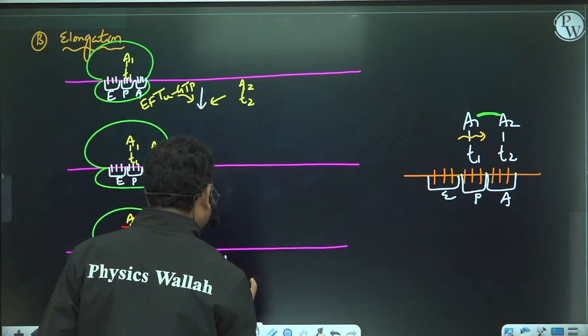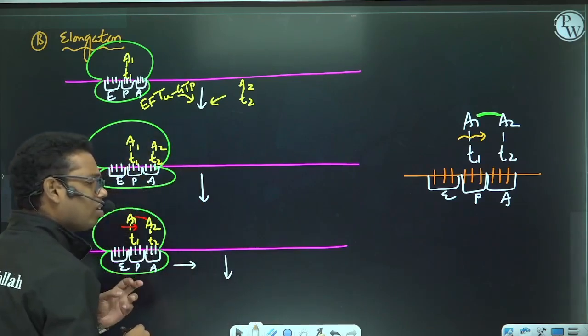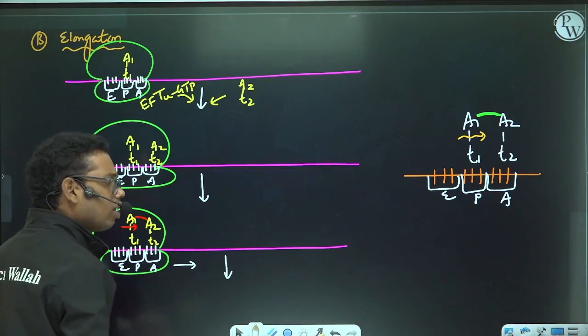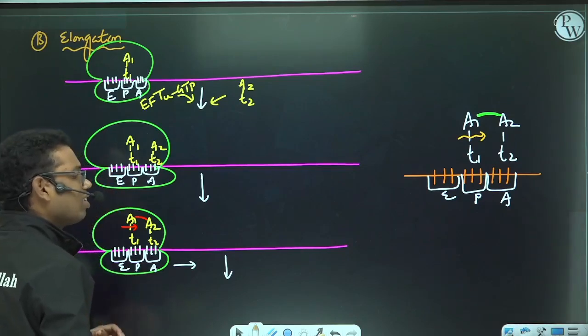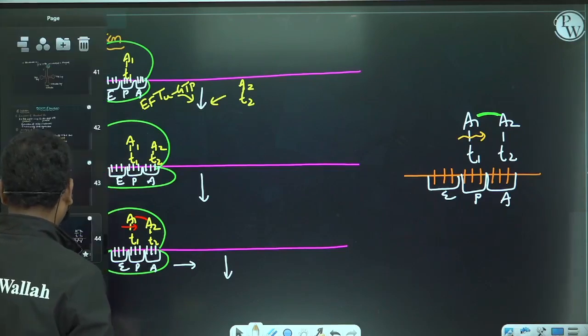Now in the next step, this ribosome will move in the forward direction by 3 nucleotide distance, and that is called translocation. So let me write that part here.